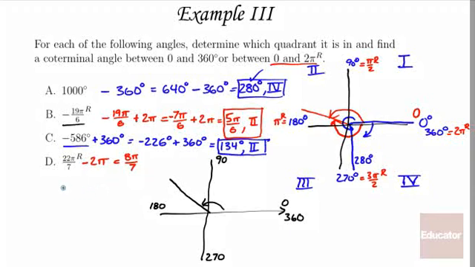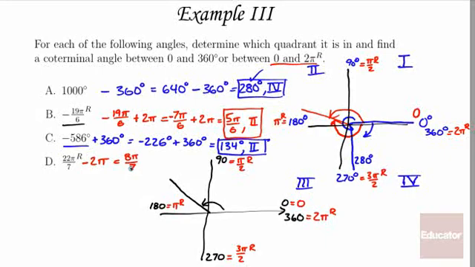Now 8 pi over 7 is between 0 and 2 pi, so we found our coterminal angle. Where will that land on the axes? Well, remember, 0 degrees is 0 radians, 90 degrees is pi over 2 radians, 180 degrees is pi radians, and 270 degrees is 3 pi over 2 radians. And finally, 360 degrees is 2 pi radians.